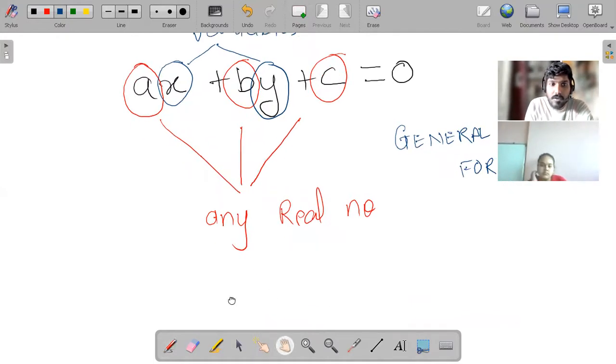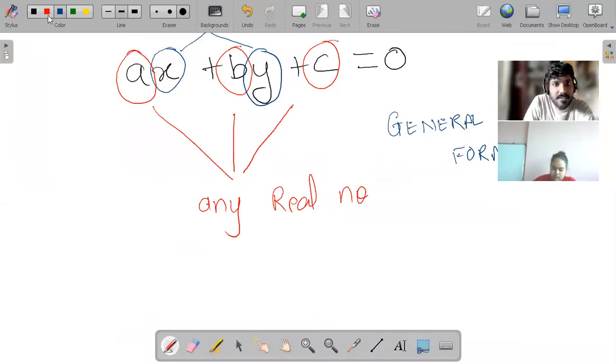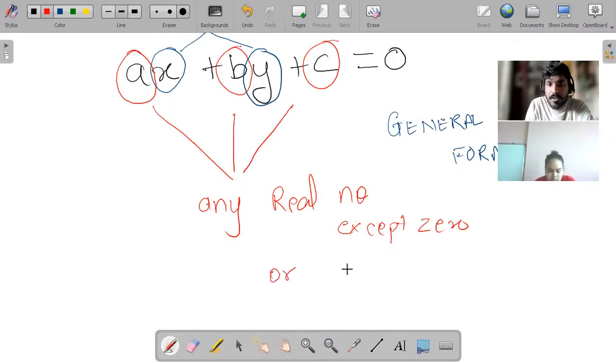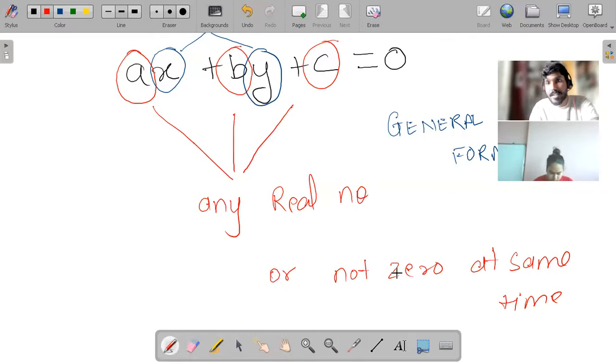Now, let's see an example. One more thing. These are any real numbers except 0. Or rather, they are not 0 at the same time. I'll not say except 0, but instead we'll say not 0 together. A, b, and c, either one of them can be 0. Two of them also can be 0, but all three of them at the same time cannot be 0 in one equation. Clear? Yes. Okay, let's see an example.